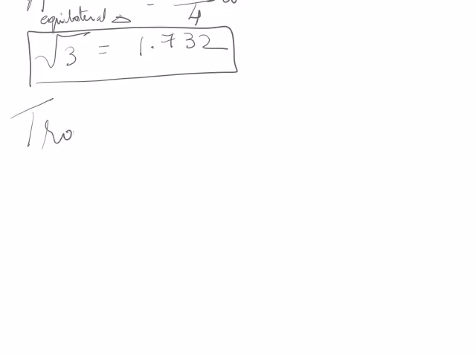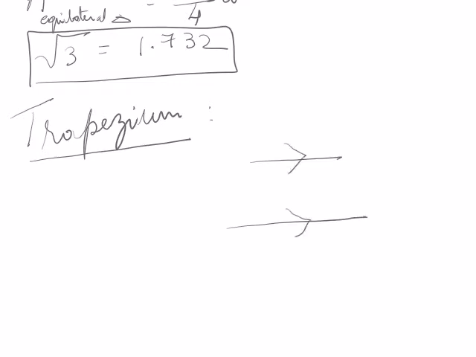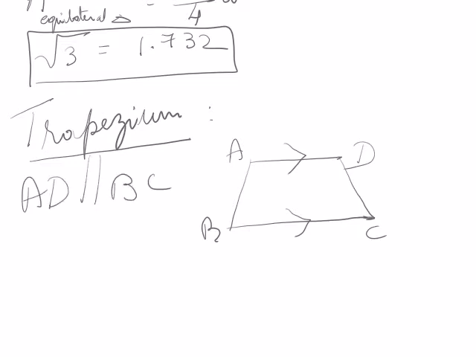Trapezium. First of all, what is a trapezium? A trapezium is also a quadrilateral, meaning it is also a closed figure with four sides. But how are the four sides? Two opposite sides are parallel to each other. Only two opposite sides. It is different from a parallelogram, in which both pairs of opposite sides are parallel. Here, only two. Say A, B, C, D. So AD and BC are parallel to each other. You understood? So that is called a trapezium.